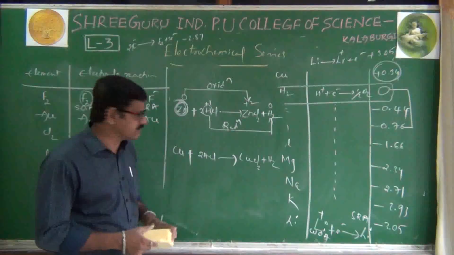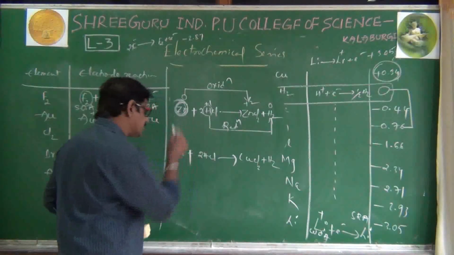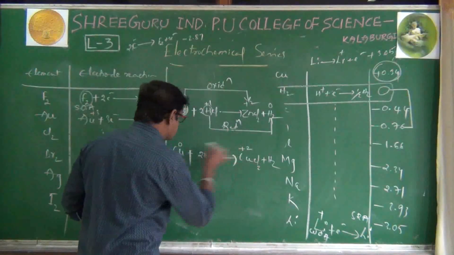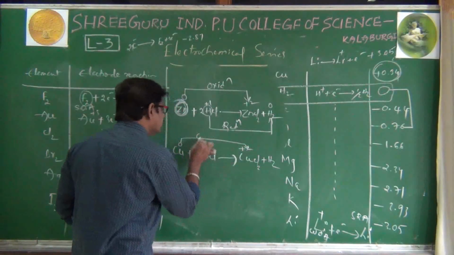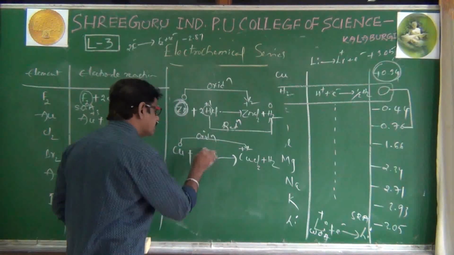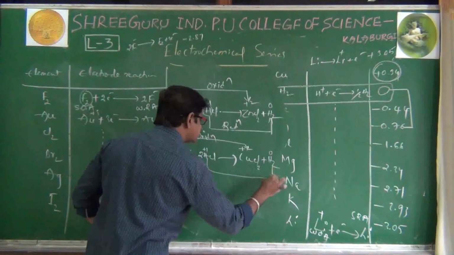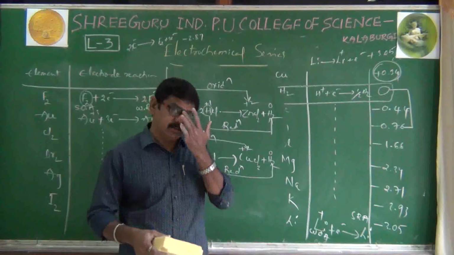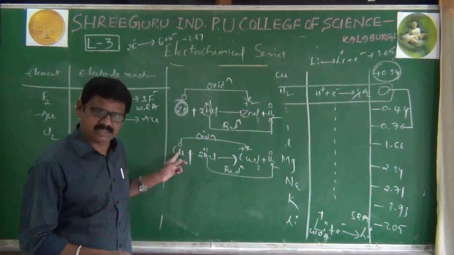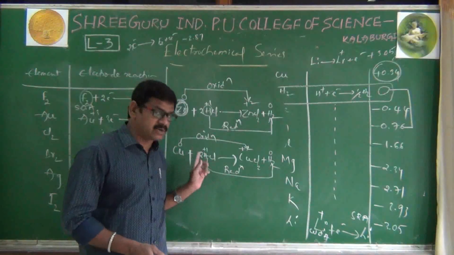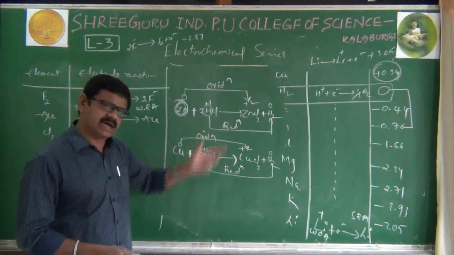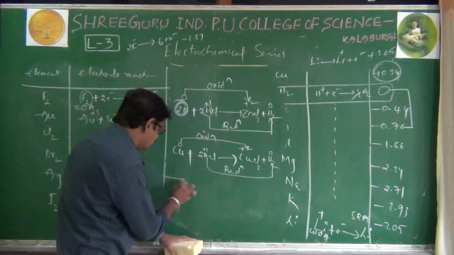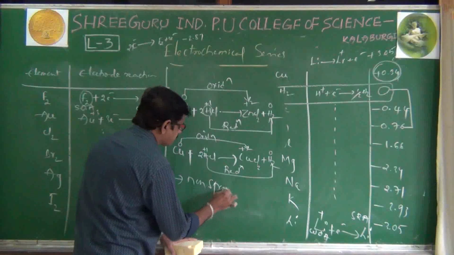Here what happens, we'll see. When copper is reacted with HCl, being in the elemental state its oxidation number is 0, and here the oxidation number of copper is plus 2. This increase in oxidation number means oxidation is taking place, and hydrogen going from plus 1 to 0 means reduction is taking place. It is a completely reverse phenomenon. Being more SRP, copper should undergo reduction, and being less SRP, hydrogen should undergo oxidation, but here the reverse is taking place. Copper undergoes oxidation, hydrogen undergoes reduction. That's why it is a non-spontaneous process.